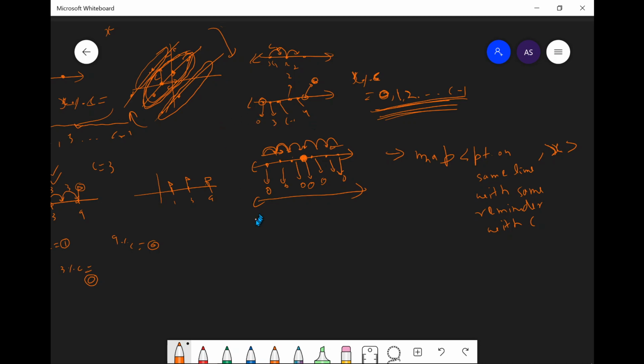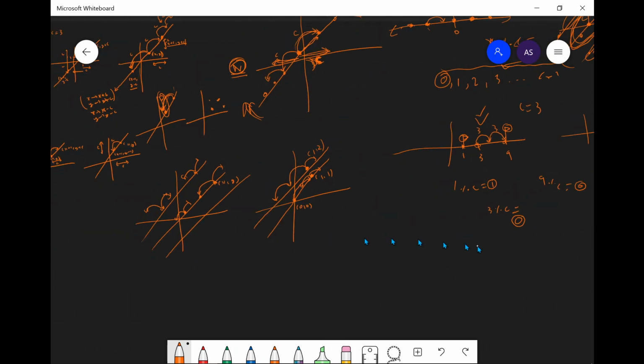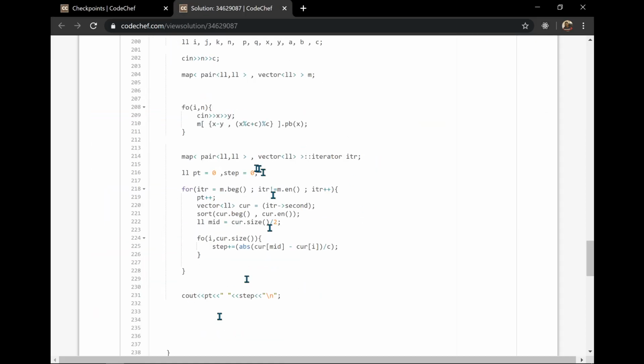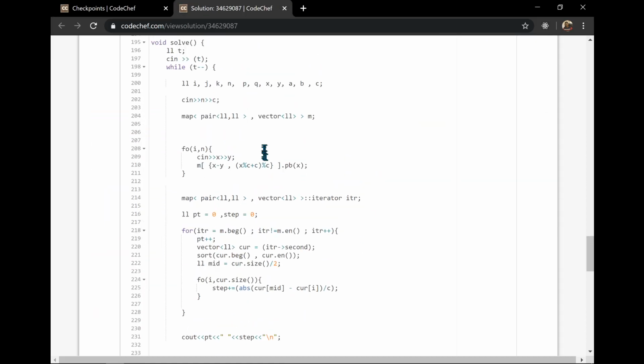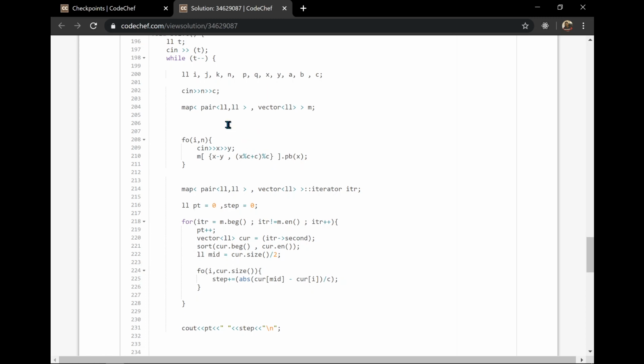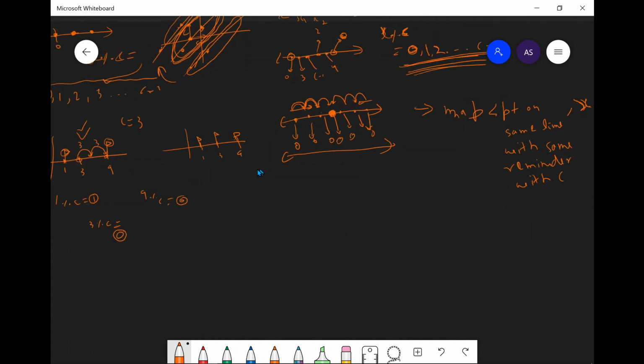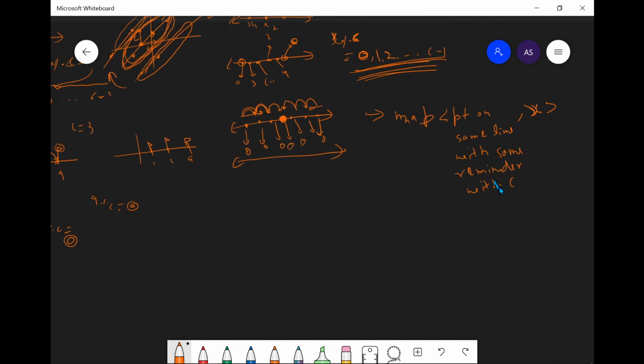So now let's get to the code for clear understanding and better clarity. So here is the code. The code is pretty simple and small. I will try to make it better for you. So we are taking the input here. This is the vector pair which I talked about. It would be a pair containing the points lying on the same line with the same remainder with x.